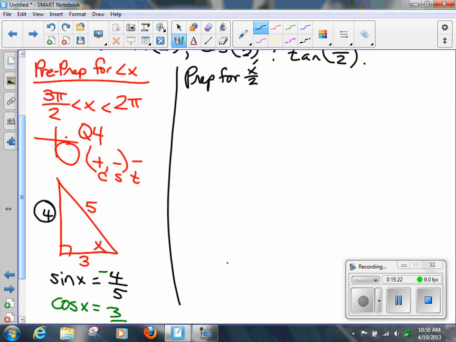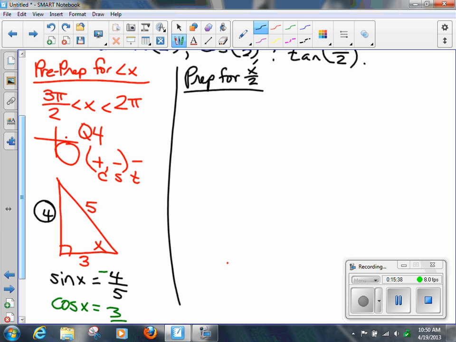Prep for the half angle. Here we go. That was for angle X. We haven't even begun to talk about the half angle. Okay? Prep work for the half angle, X over 2.